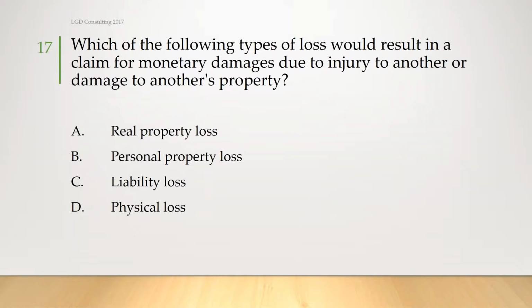So another way of presenting that would be which of the following types of loss would result in a claim for monetary damages due to injury to another or damage to another's property? Well, if it's someone else, that's liability.